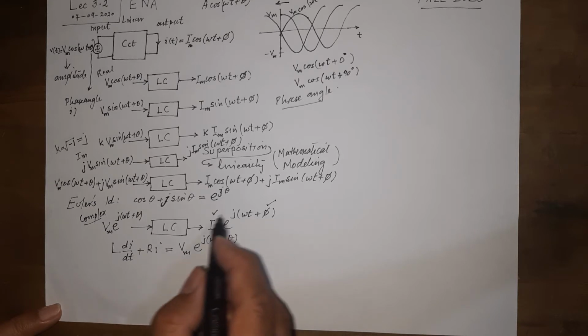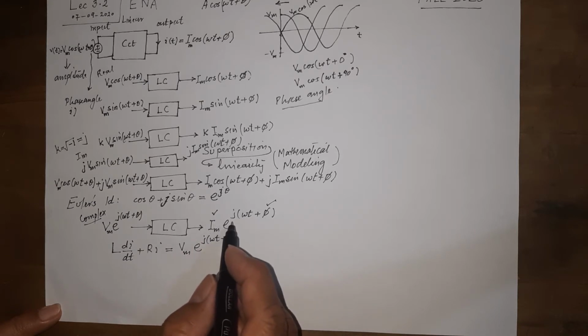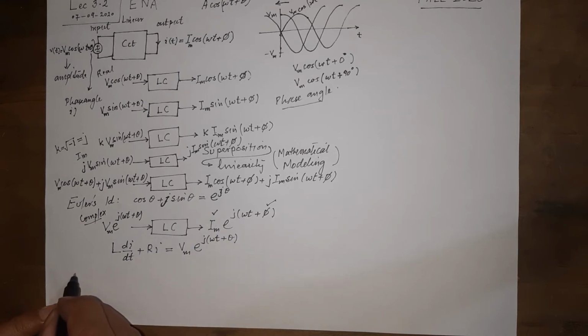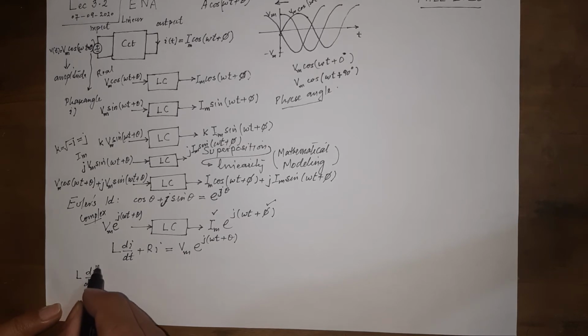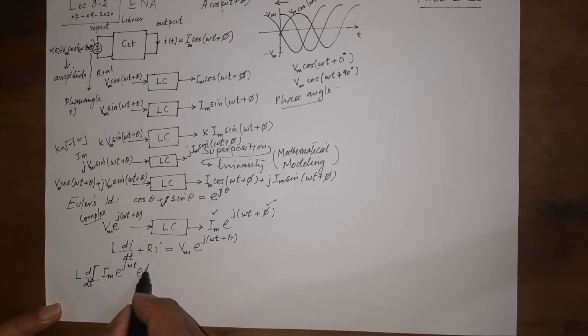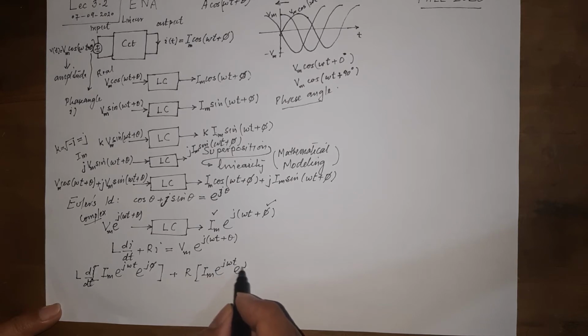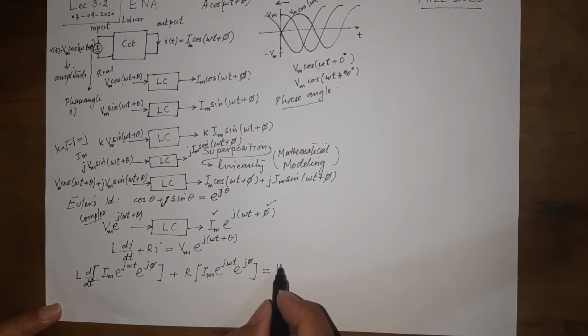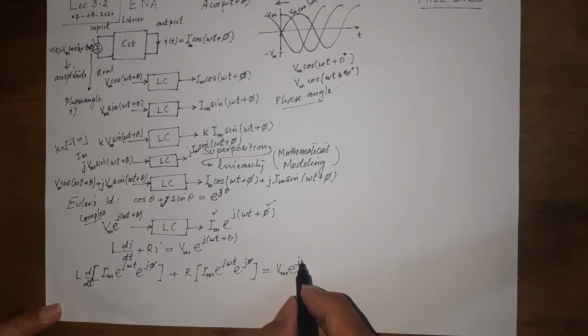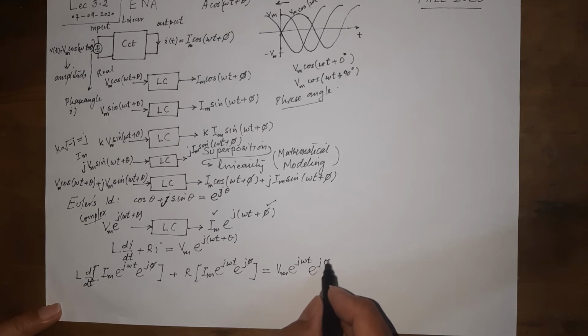We know this is the form of the solution, so let us put this into the equation. So i is Im e raised power j omega t e raised power j phi. We can write it like this, plus R, and we put Im e raised power j omega t e raised power j phi, is equal to Vm e raised power j omega t e raised power j theta.